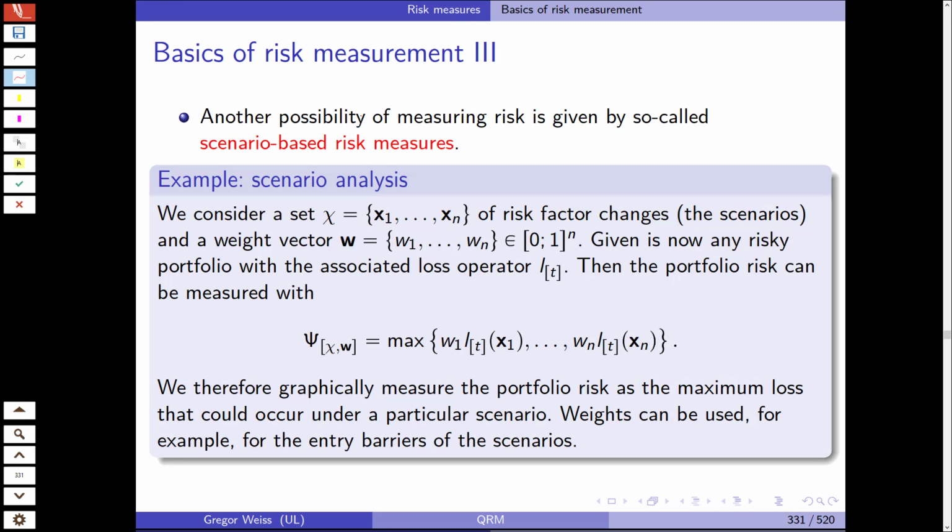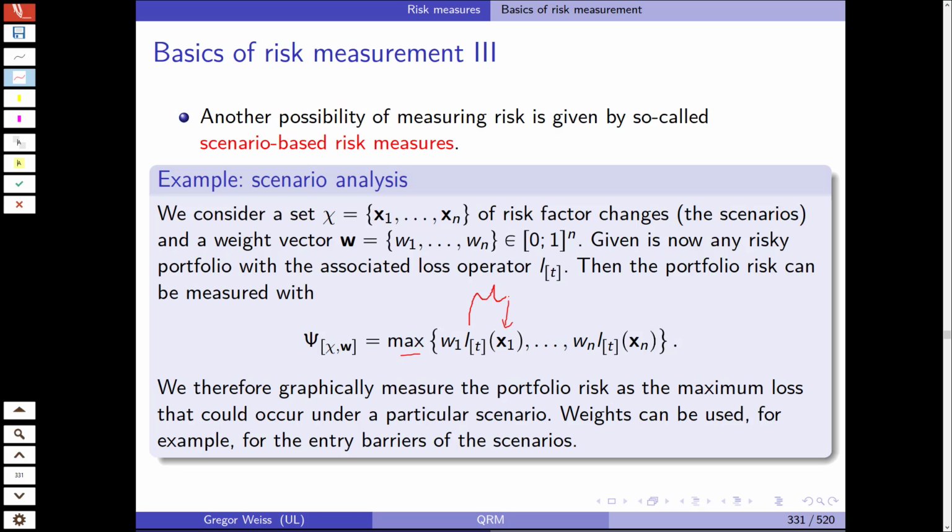Another possibility of measuring risk is given by so-called scenario-based risk measures. Let's look at one example. We consider a set x1 until xn of risk factor changes. Those are scenarios. For each scenario, we have a weight, and we are now given any risky portfolio with the associated loss operator, and we can then build a portfolio risk by taking, for example, the maximum of plugging the scenario x1 into the loss operator.